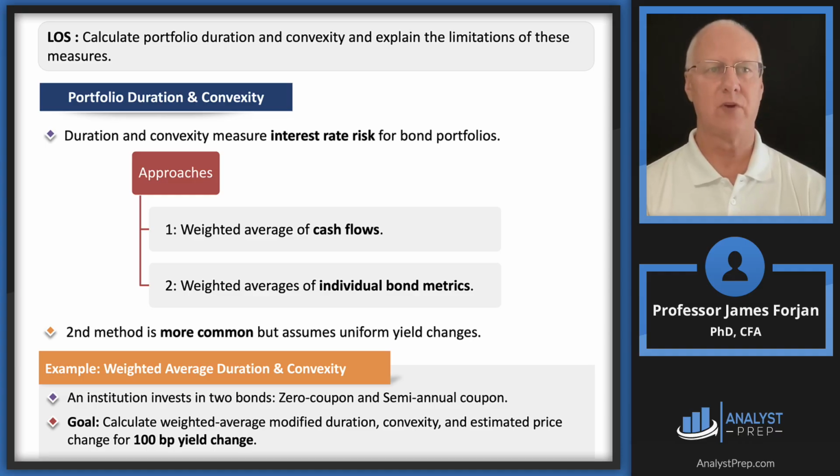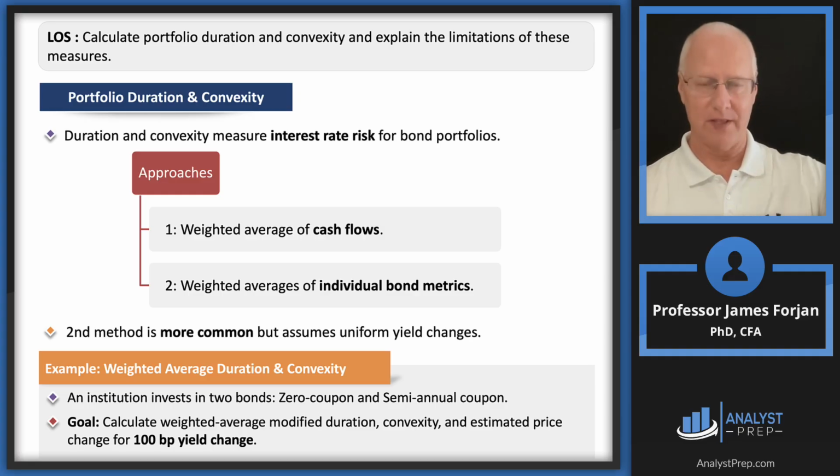Let's go ahead and address this last LOS, calculate portfolio duration and convexity. This is super easy. This is just going to be a weighted average. So I'm not even sure I need to take you through the math, but of course I will. Then we'll talk about some limitations here. So what are we doing here? Duration and convexity measure interest rate risk. Oh my gosh, I've been saying that 1,000 times, right? So how do we do this if we have a portfolio of bonds? I mean, imagine having 10 bonds and they each have their own duration.